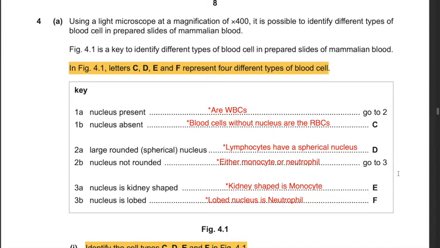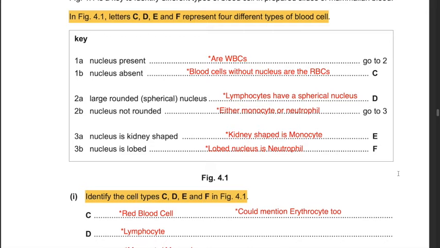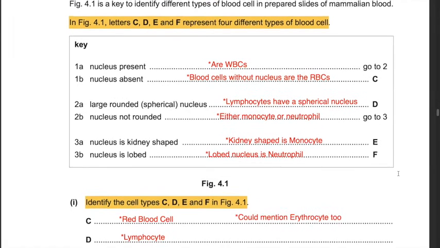Question 4a. Using a light microscope at a magnification of 400, it is possible to identify different types of blood cell in prepared slides of mammalian blood. Figure 4.1 is a key to identify different types of blood cell in prepared slides of mammalian blood. In figure 4.1, letters C, D, E and F represent 4 different types of blood cell. Identify the cell types C, D, E and F in figure 4.1.